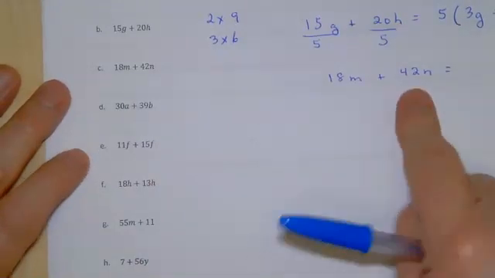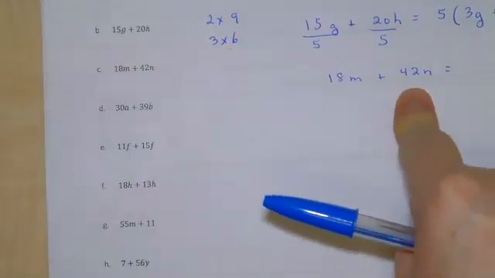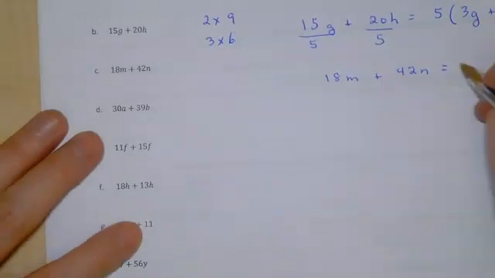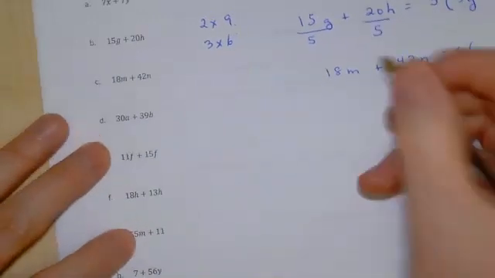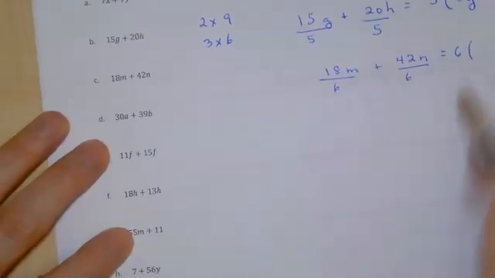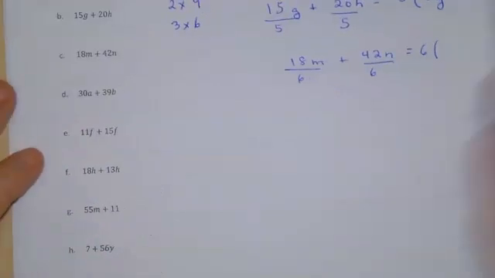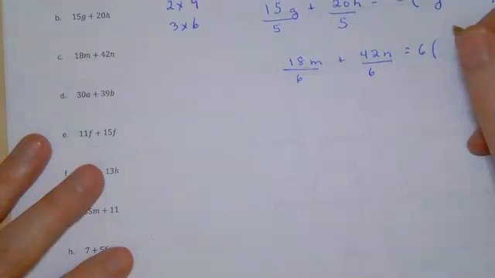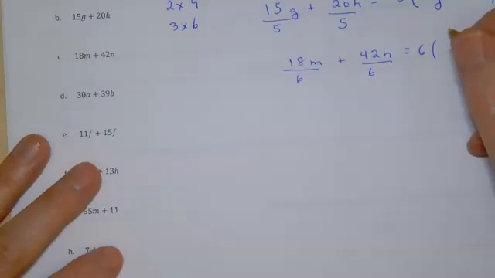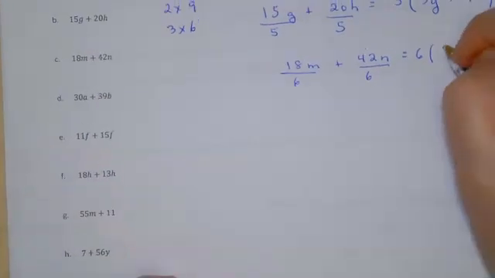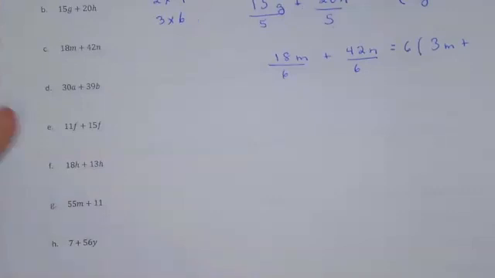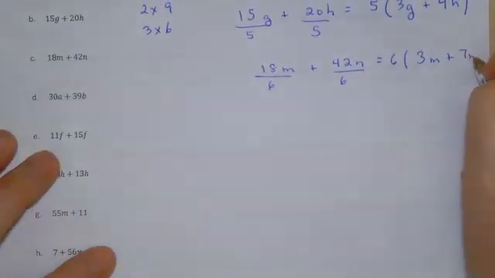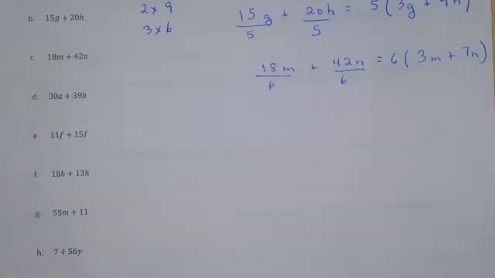Will 9 go into that evenly? No. What about 6? Yes. So I'm going to divide out a 6. So the 6 comes on the outside. How many 6s in 18, Bailey? 3. Yep. And how many 6s in 42? 7. There you go.